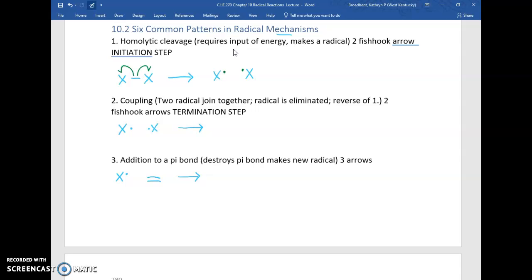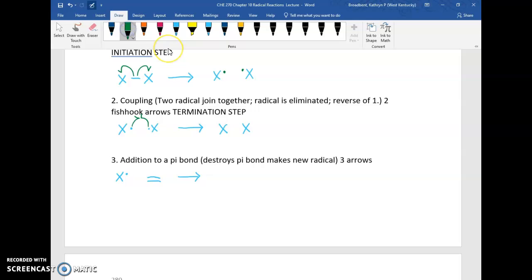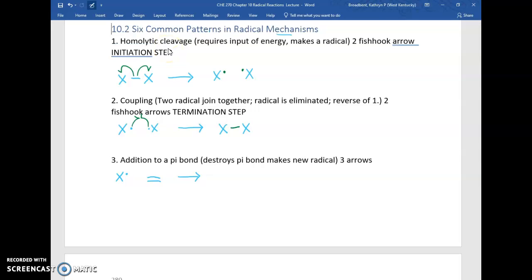Coupling is the exact opposite of the homolytic cleavage that we saw above. What will happen here is that these two electrons will get together and make a bond. So we've got a single electron here, and we've got a single electron here, and they will get together and we will make a bond. Now this uses up your radicals and is a termination step. It eliminates the radical. And there we have our bond.